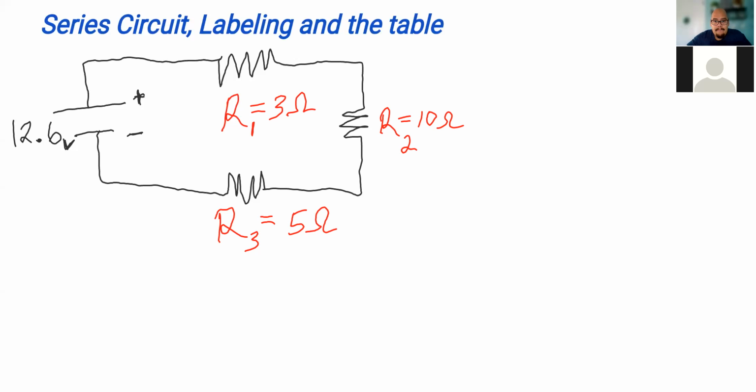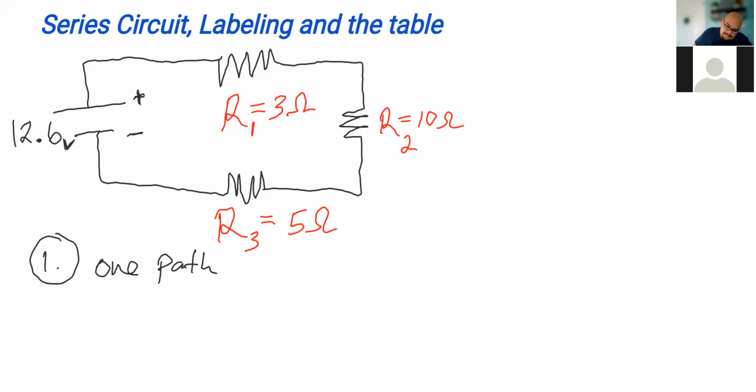Now, a few important things to know on a series circuit. Okay, number one, a series circuit only has one path. One path. Okay, I don't see any other paths but one. So that's the first characteristic of a series circuit.